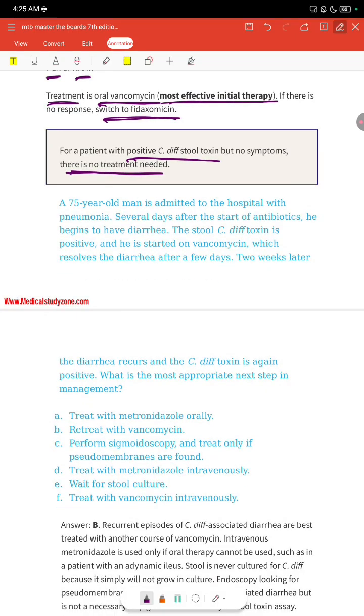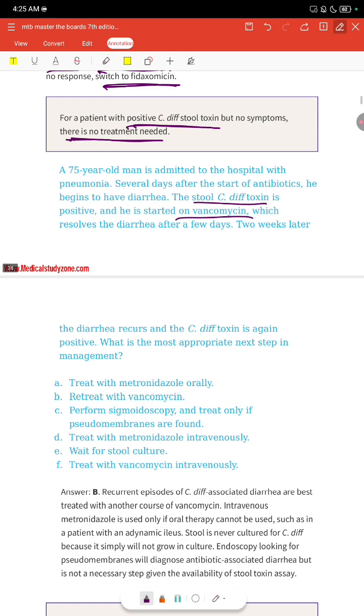It is not needed. So a 75-year-old man is admitted to the hospital with pneumonia. Several days after the start of antibiotics, he begins to have diarrhea. The stool C. difficile toxin is positive, and he is started on vancomycin, which resolves the diarrhea after a few days. Two weeks later, the diarrhea recurs and the C. diff toxin is again positive. What is the most appropriate next step in management?